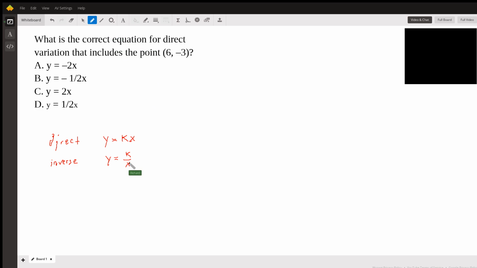And this is all material that you typically see in Algebra 1. When you get into Algebra 2, you might repeat this, and then they might add more things. There are other forms of variation that I won't go into. Okay, but we're given that it's direct variation, so we just start by writing y equals k times x.